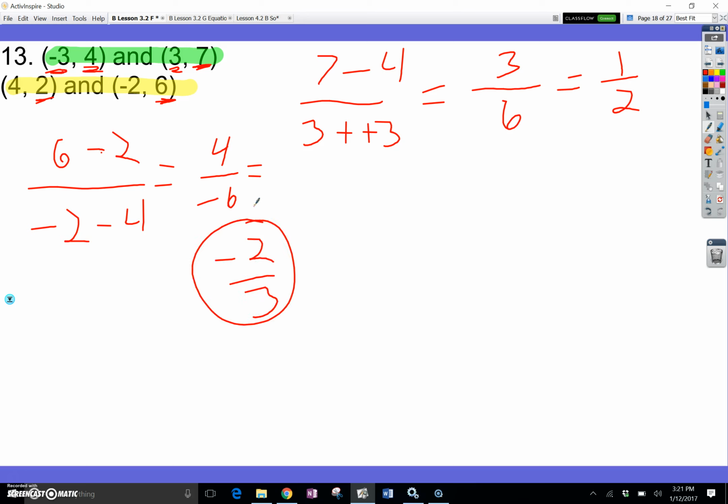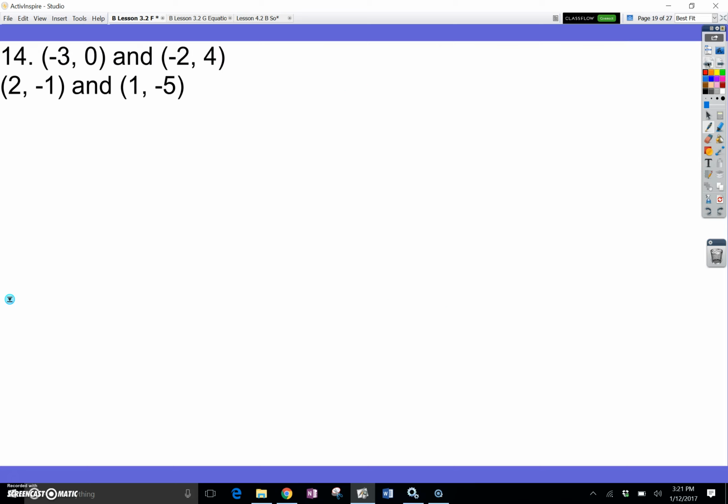So your slope is negative 2/3 and 1/2. That would be a neither slope. So yeah, you're done there. Nothing you need to do. All right, and so let's just write that down to make sure. Neither. All right, so the next one I would like you to try on your own, and then check your answers with me.